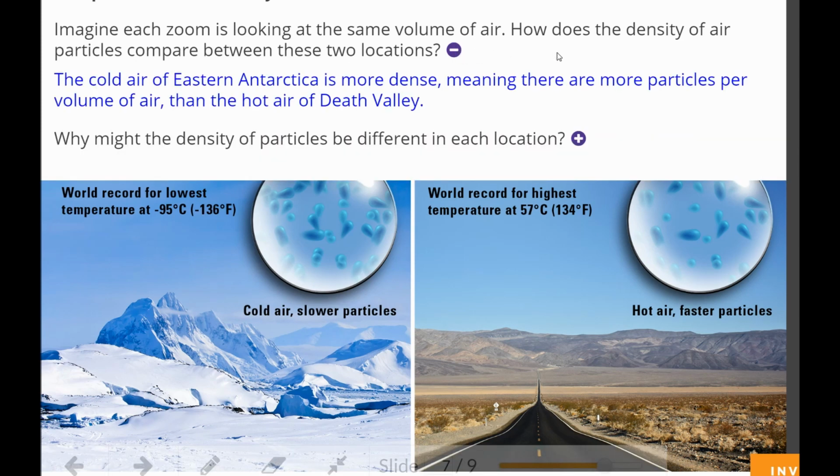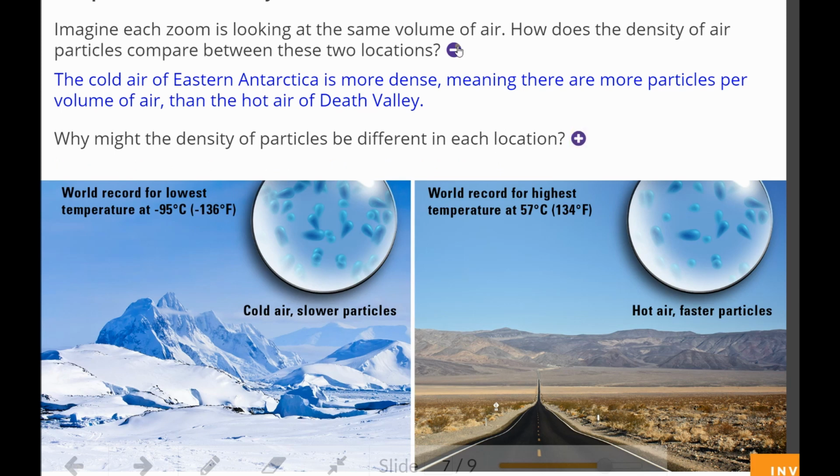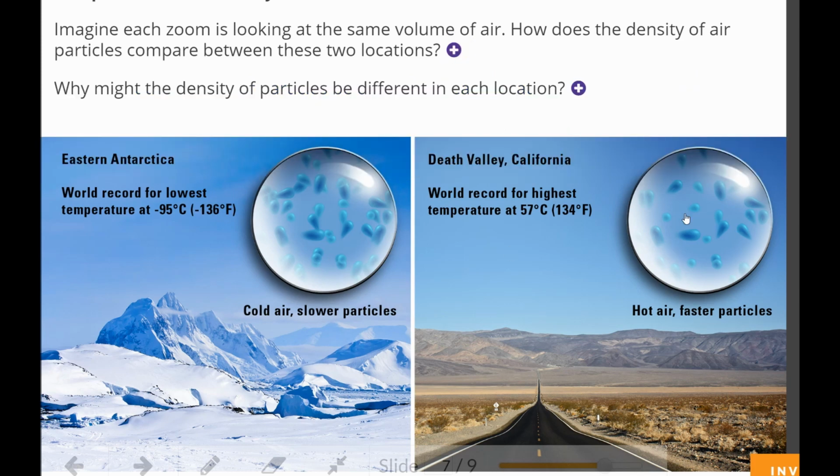So if we looked at a section of air in Antarctica, because they're moving slower, that means that there's probably more particles, more bits and pieces of air that are able to fit in that same volume, in that same space. But when it's hot out, now they're moving fast and they spread out more, so there's less particles in that same volume. That's what we call density, how much fits in a certain volume, certain space. When we can get more to fit, like this cold air, it moves slower, it's more dense, and this would be less dense. So hotter air, usually less dense, colder air, more dense.